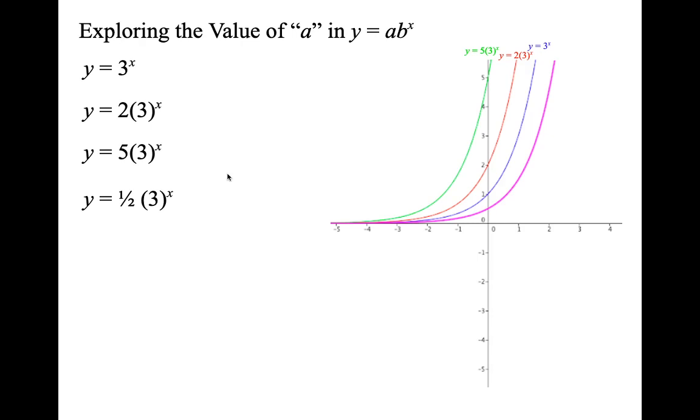Now the other thing I want to show you is what happens if that value a is a negative number. So here, y is equal to negative 3 to the power of x. Notice that the negative 3 is not in brackets. So our base is not negative 3. Our base, our b value, is still 3. We are multiplying by negative 1. Again, writing the 1 is redundant, so we will often just see it as negative 3 to the power of x. But this means that our a value is actually negative 1. Our b is still the 3, and our exponent is the x.